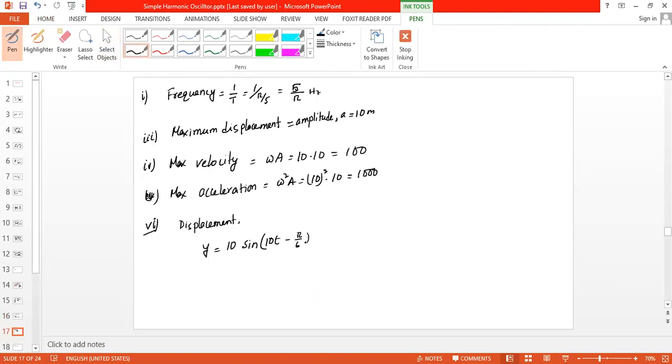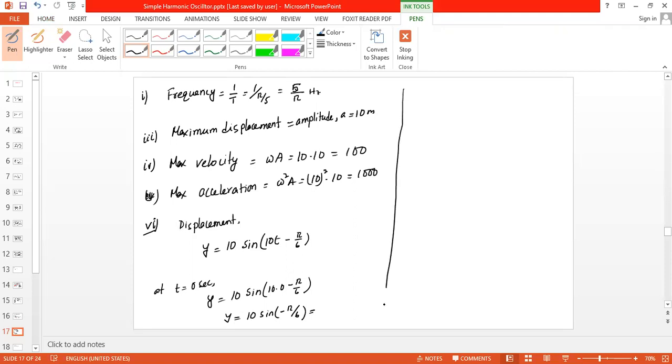So at time t equal to 0 second, what will the displacement be? y equal to 10 sine (10 into 0, replace t by 0, minus pi by 6). So that means y equal to 10 sine of minus pi by 6. You can use a calculator and find the value, I left it for you. Using the calculator you will find the value at time t equal to 0, this is the displacement.